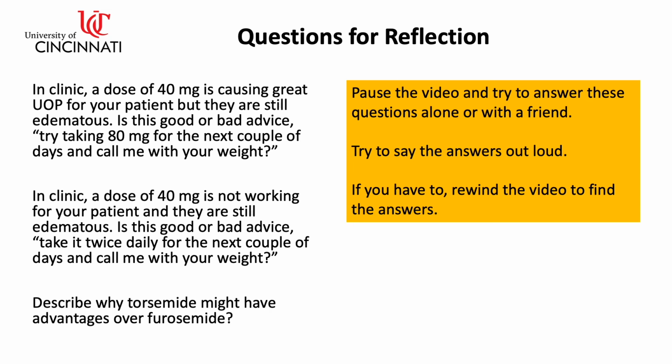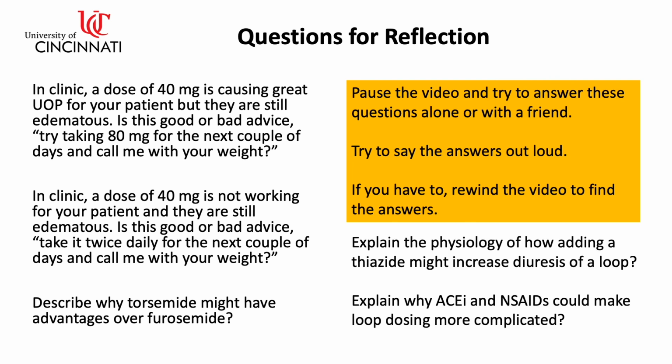Why would torsemide have some advantages over furosemide? A couple others that you might think about or even read more about if you're interested. Explain the physiology of how adding a thiazide, based off that figure I drew, might increase the diuresis of a loop. And explain why ACE inhibitors and NSAIDs actually might make loop dosing more complicated.